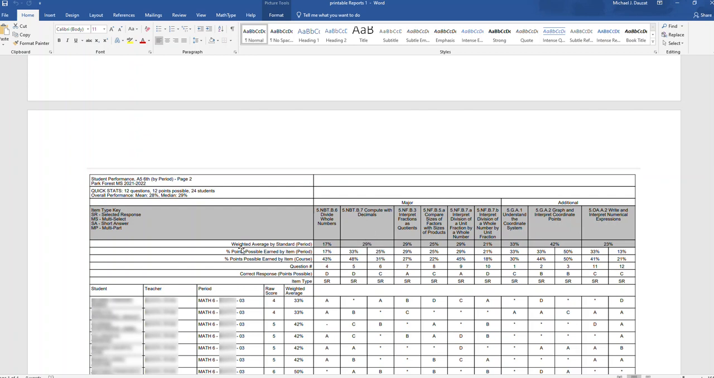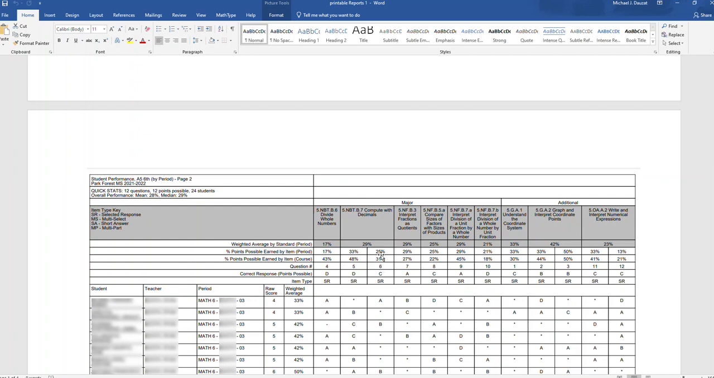So what that 29% means, the weighted average by standard, is that for that standard here, 5 NBT B7, compute with decimals, for these particular students, the average correct was 29%. Now for item 5, it was 33. For item 6, it was 25, but the average is 29. All right, and then they have it by course. So for this course, for grade 6 math, the average was 43% for item number 4. For item number 5, the average was 48%. For item number 6, the average was 31%.